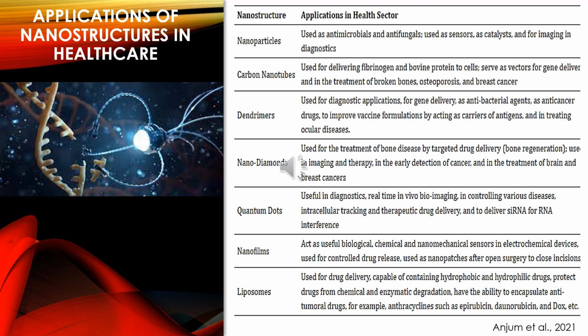The third one is dendrimers. We know that dendrimers are a branched structure which can hold drugs by means of electrostatic or covalent interaction. They are used in targeting drug molecules to the particular site. They are used for diagnostic applications also. They are used for gene delivery, antibacterial agents, anti-cancer drugs, and to improve vaccine formulation by acting as a carrier of antigen. Because of its branched structure, it can hold the antigens, and it is used in treating ocular diseases also.